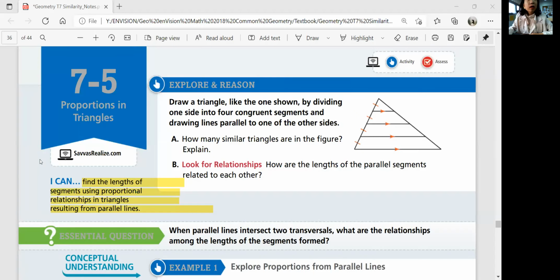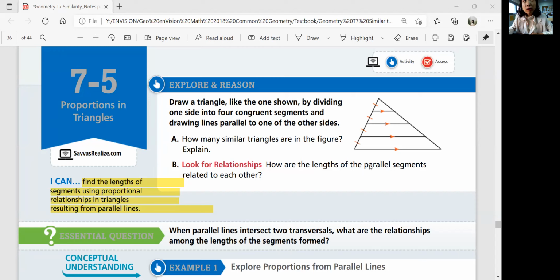Hi everyone, this is Geometry, lesson 7-5, proportions and triangles. In this lesson, we'll be able to find the lengths of segments using proportional relationships and triangles resulting from parallel lines. Do you remember our parallel and perpendicular lines from topic 2? We're going to use that in triangle similarity as well. So let's see how parallel lines could be useful in this lesson.